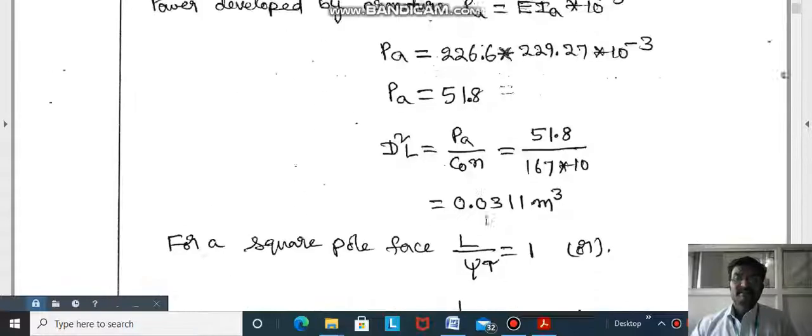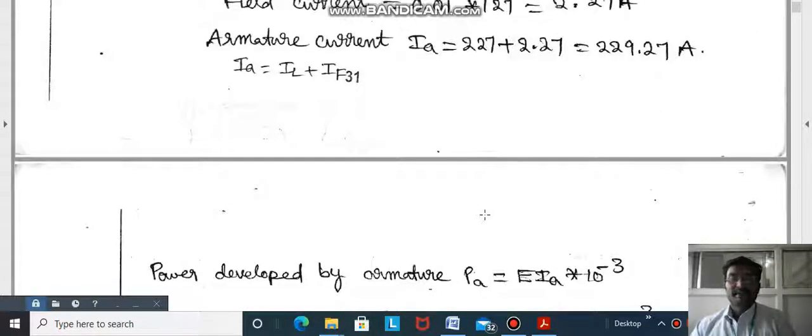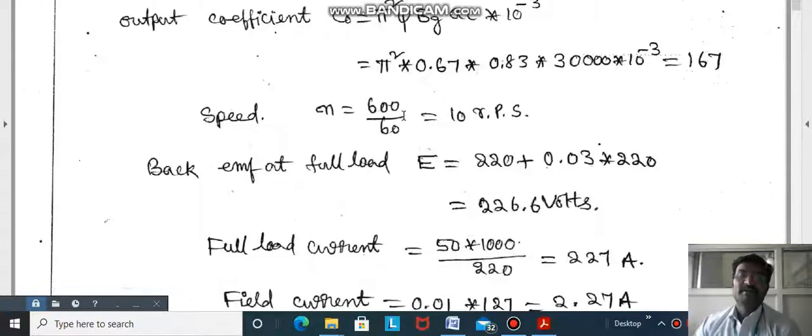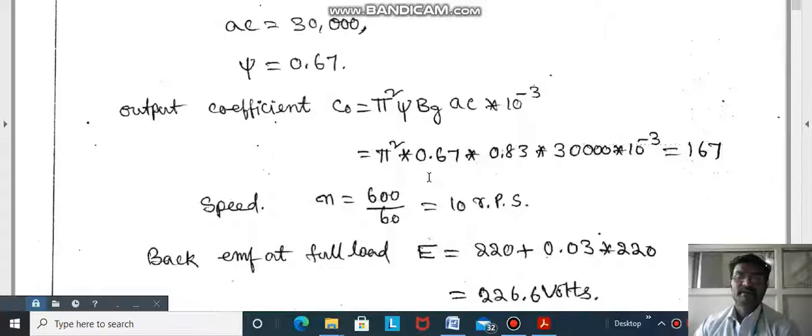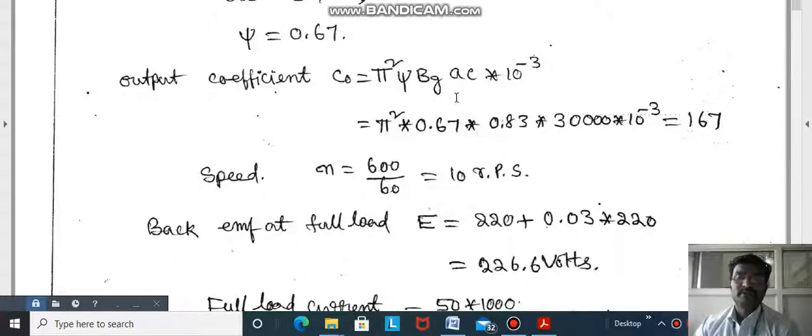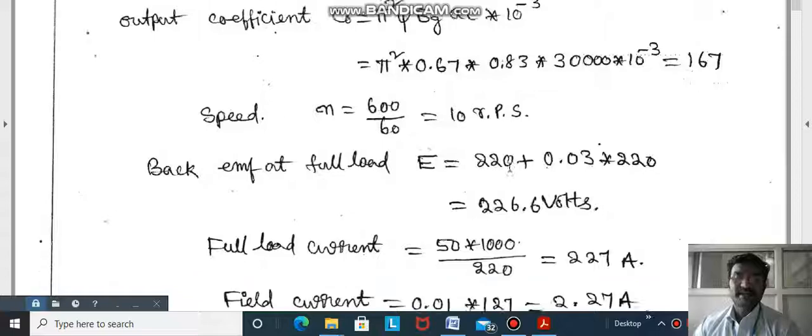Okay, so the major thing here in this problem is that the value of specific magnetic loading is not given. They are given the total magnetic loading value only. Okay, so BG values are given. So that's the main difference between the previous problem and this problem. Okay, so we have to study the question properly.